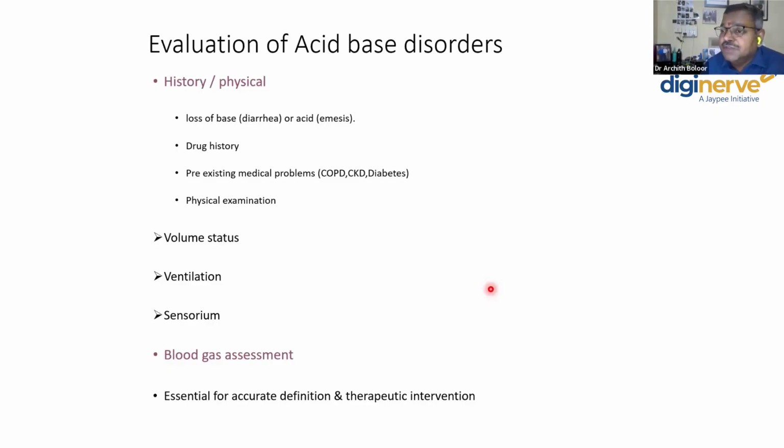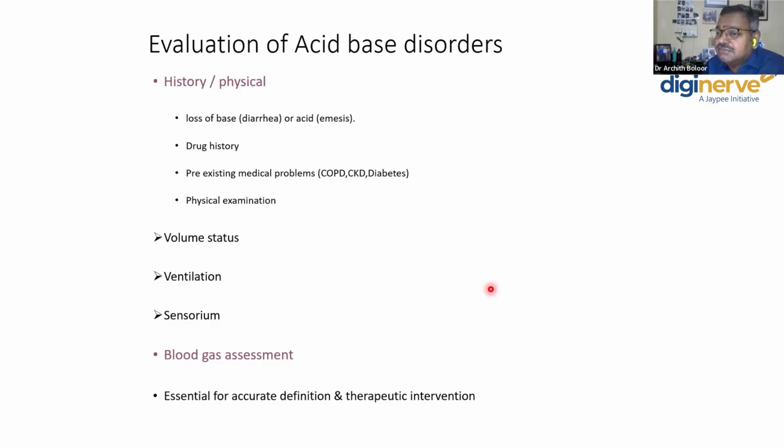Physical examination is very important because Kussmaul's breathing, which I told you, that is the rapid, deep breathing which washes out the carbon dioxide, usually happens when the pH is around 7.1 and less. So by looking at the patient itself, we can say what the pH is. We don't have to wait for the ABG report there. You can make that out.